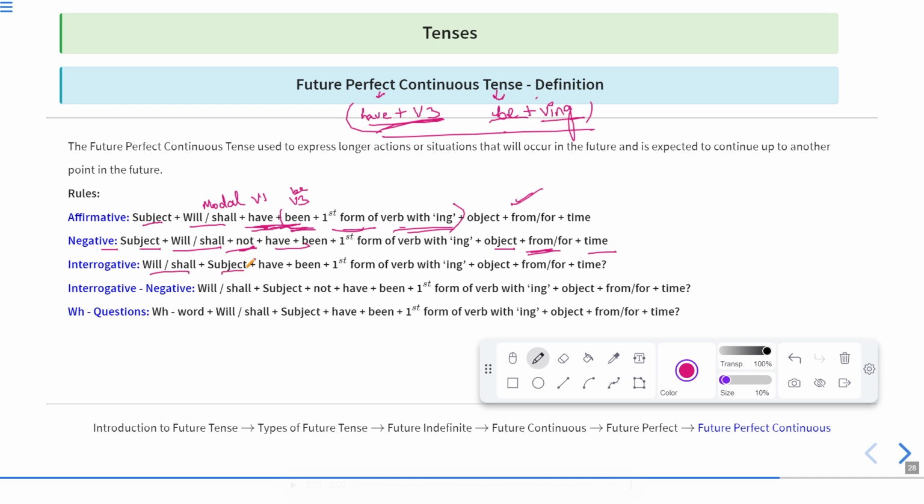Interrogative: will and shall, then subject, then have, been, first form of verb with ing, object, from and for, and time.